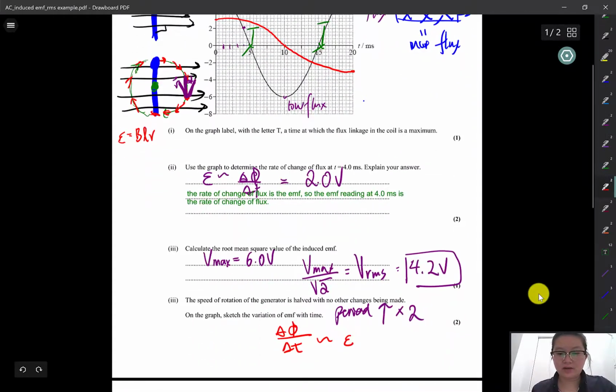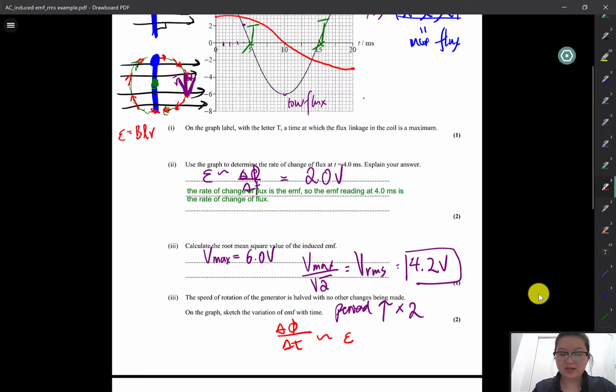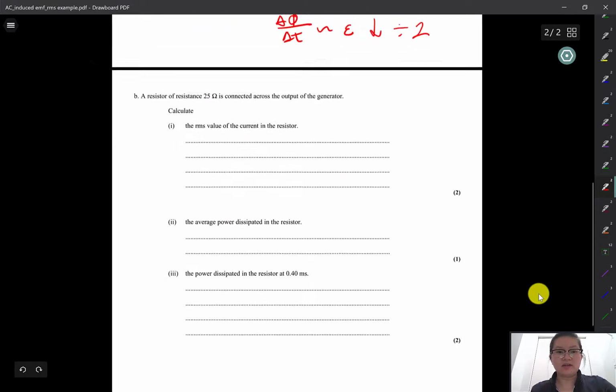Okay, so there we go. So period is going to double and EMF is going to decrease by 2. Okay, awesome. Okay, keep going.